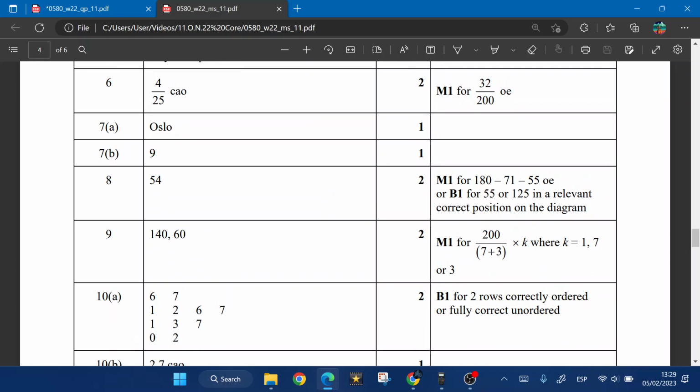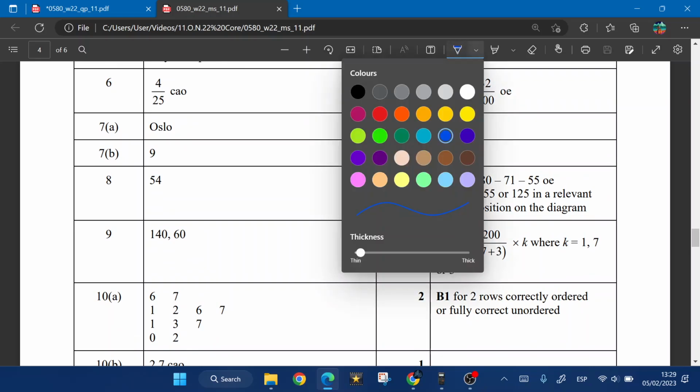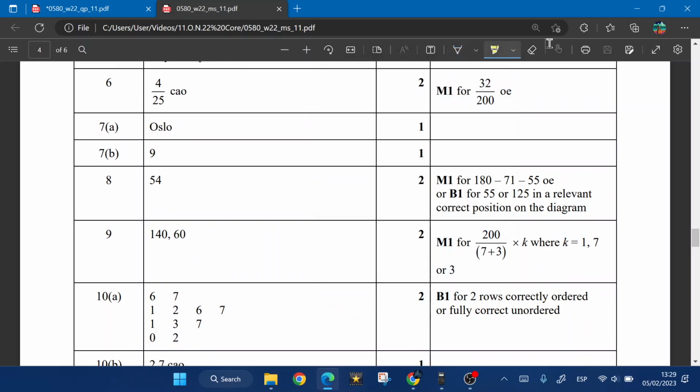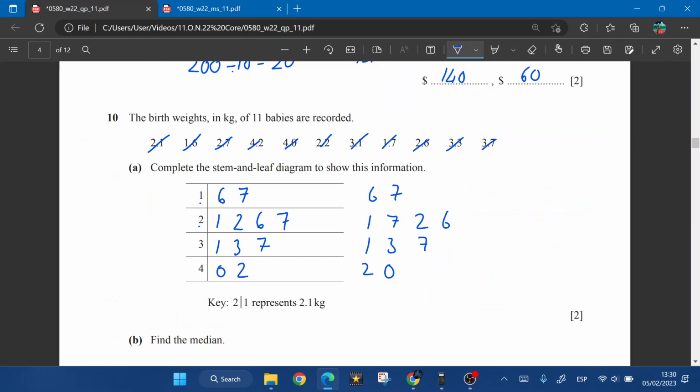See, correctly ordered. It says this on the mark scheme. Let's get it highlighted here. Correctly ordered. Okay, so you get 1 mark for 2 rows correctly ordered, or a fully correct unordered one. So if it is correct but it's unordered, you only get 1 mark. To get the full 2 marks, it needs to look exactly like this. Okay, so let's continue here.